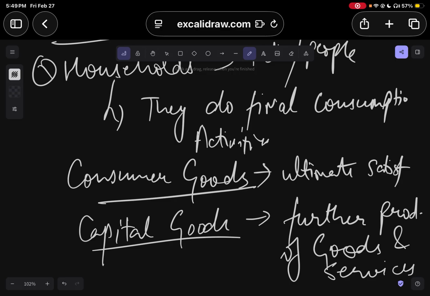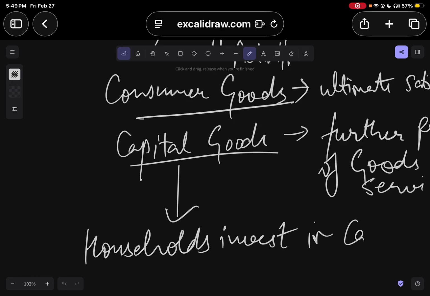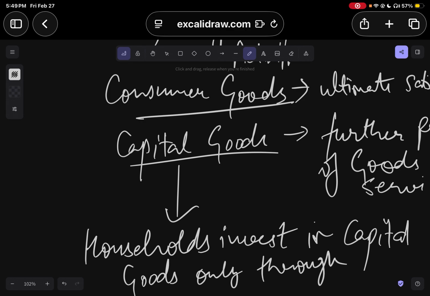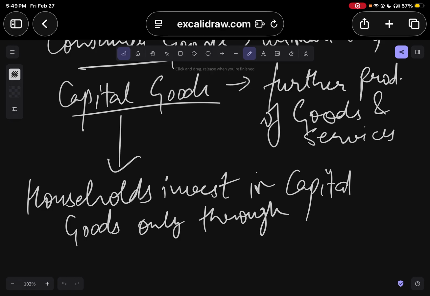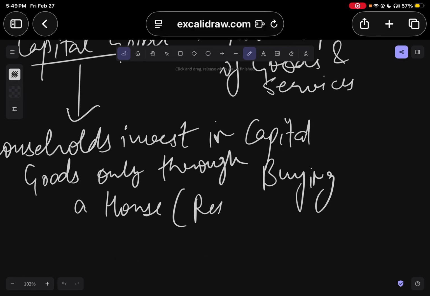Households invest in capital goods only through buying a home. This is something to note. Buying a house is residential construction investment.